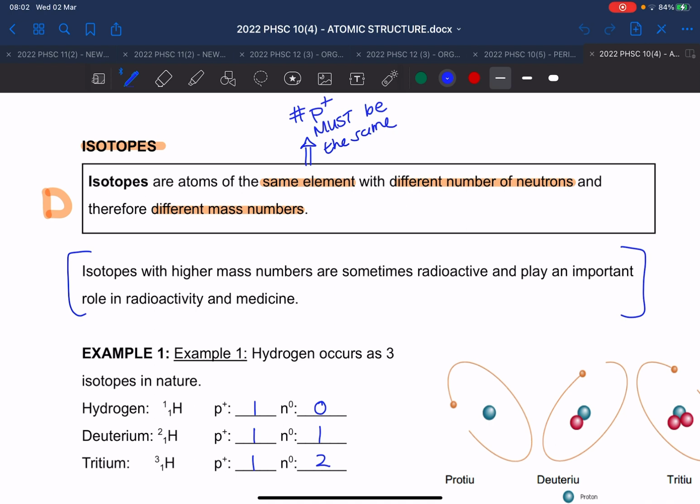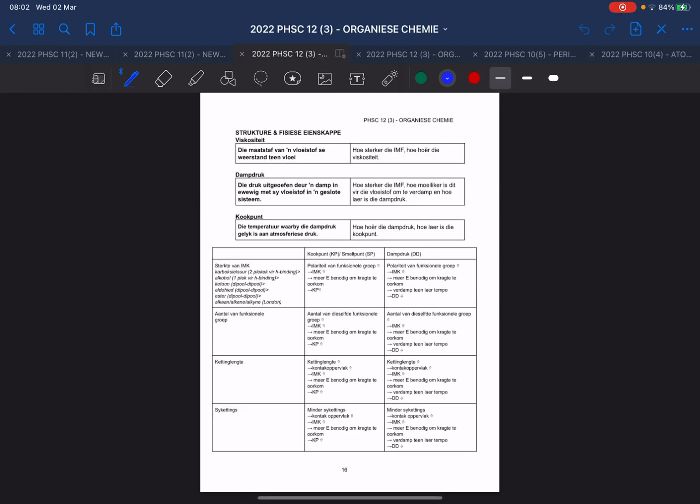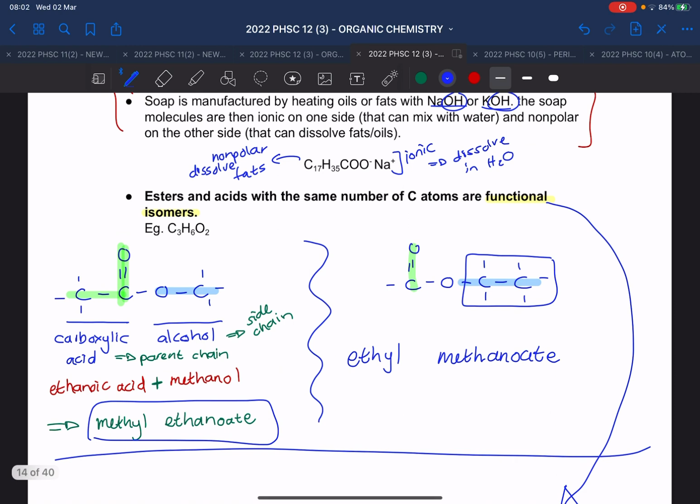But they can decide that you must know something like this. So an isotope, iso, means same but different. What's the same? It's all hydrogen, the same element, but what's different? The mass is different each time. Why? Because the number of neutrons is different each time. So iso means same but different. In grade 12, an isomer also means something's the same, but something's different.